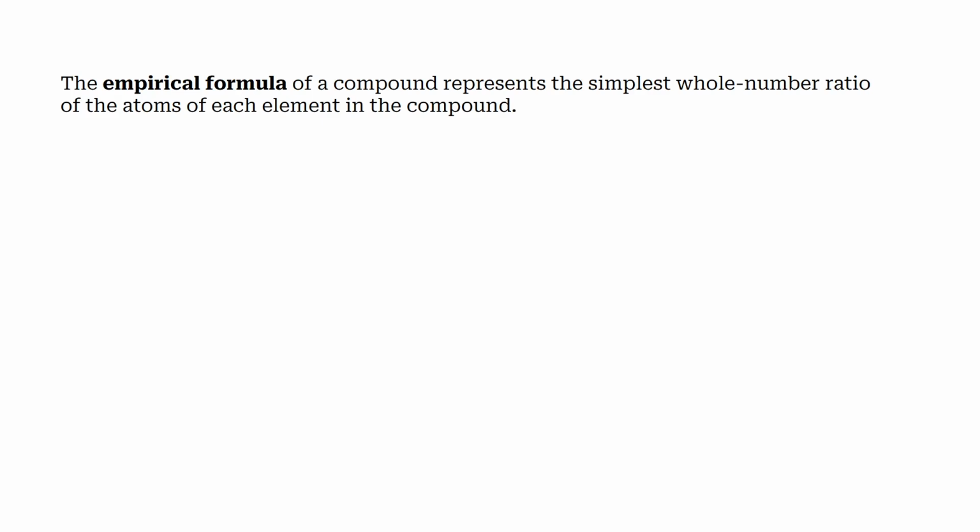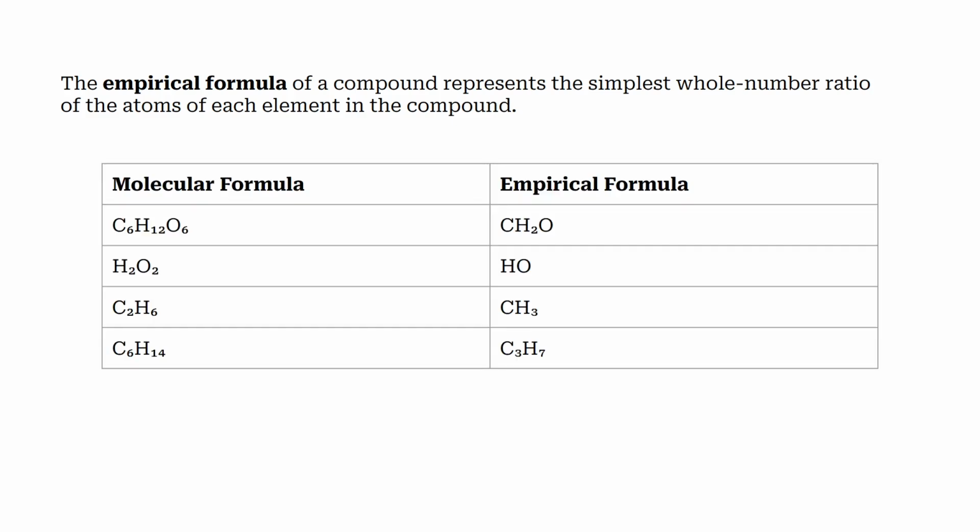The empirical formula of a compound represents the simplest whole number ratio of the atoms of each element in the compound. They essentially provide a simplified version of a compound's composition. Here's a table comparing molecular formula to empirical formula.